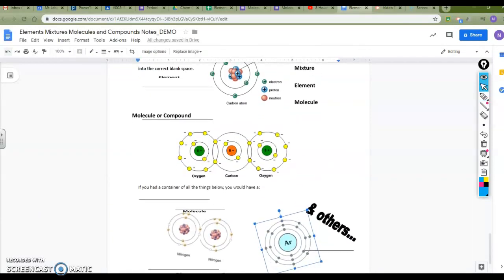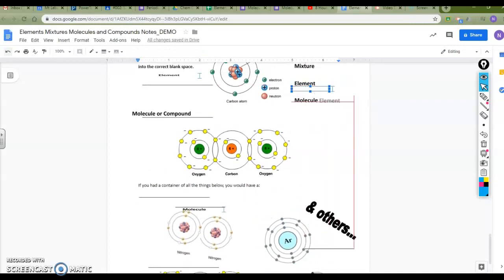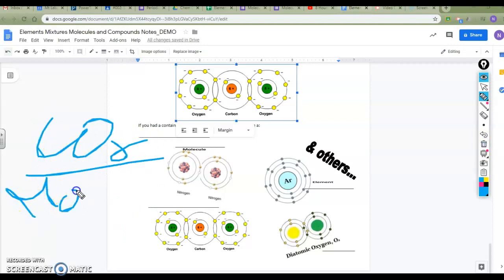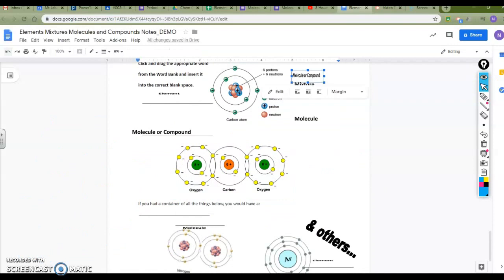This is argon. That's a specific type of atom, and a specific type of atom we call an element. 2 oxygens combined with 1 carbon. 2 different elements there, carbon and oxygen. So can CO2 be considered a molecule? Can we call it a compound as well? Molecule or compound?